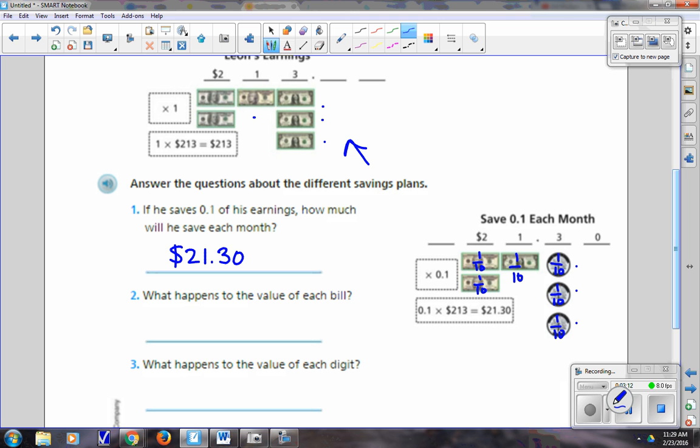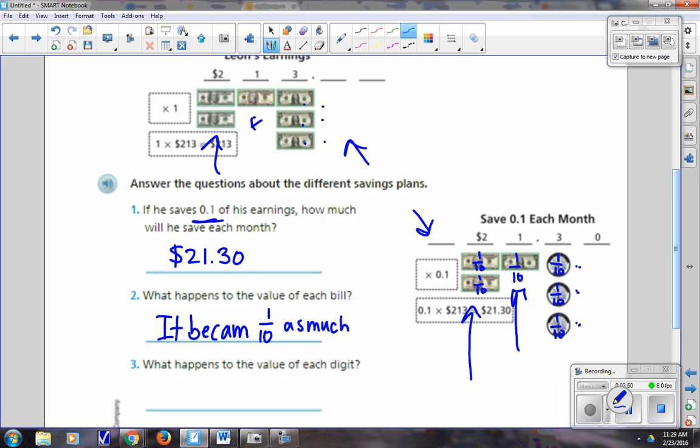These are our original bills. Here's what happened when we took a 1/10 of it, because that's what this is, 1/10, right? So each bill became 1/10 as much. So there's 3 things here, there's still 3 things here. There's 1 thing here, there's still only 1 thing here. There were 2 bills here, there's still 2 bills here, they're just 1/10 smaller. Do you see that? What happens to the value of each digit? So each digit, we still have 2, 1, 3, right? What happened to each digit?